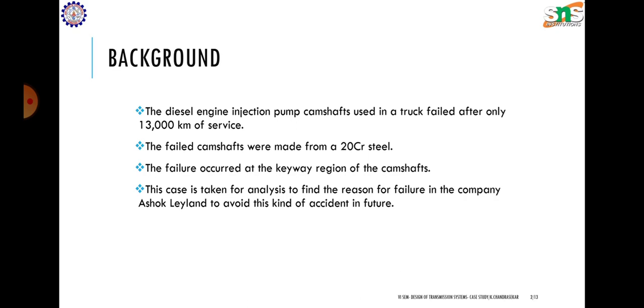So this camshaft is used for analysis. The failed camshaft was made from 20 carbon Cr steel, that is chromium steel. So the material of this camshaft is 20Cr steel. Then the failure occurred at the keyway region of the camshaft. Here the camshaft failed at a particular point, that is the keyways. Where the keyway is found, there the failure, that is the damage, occurred.